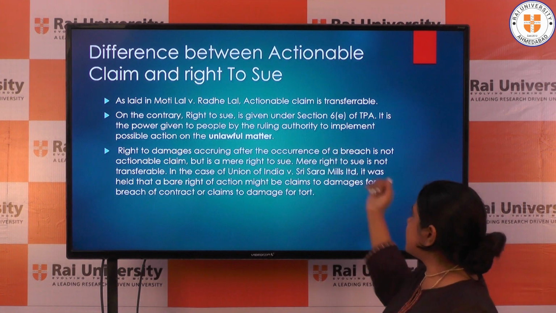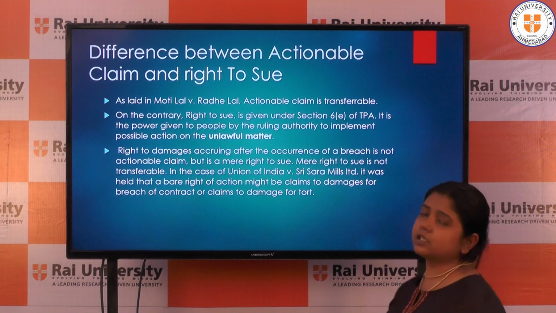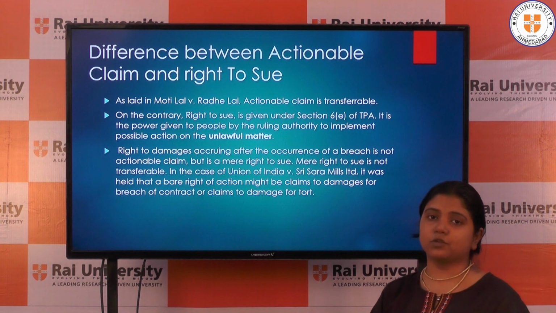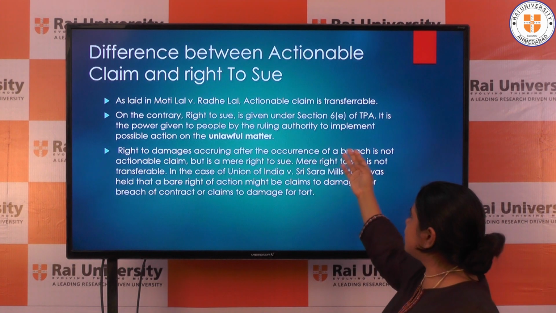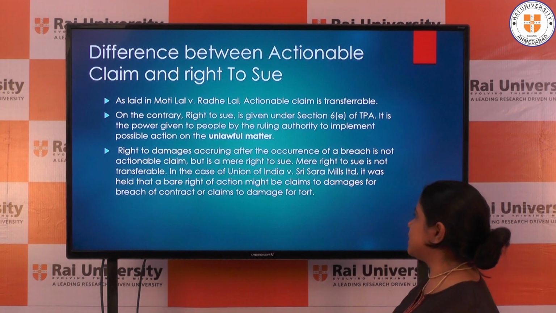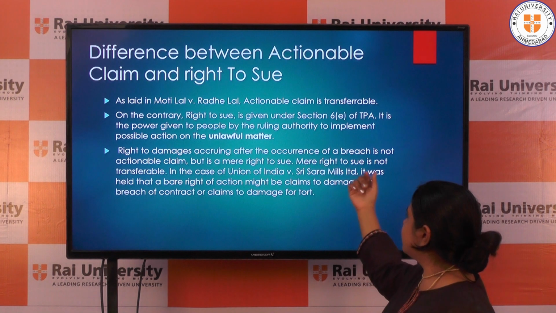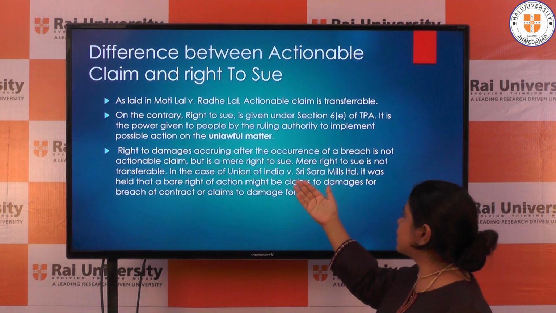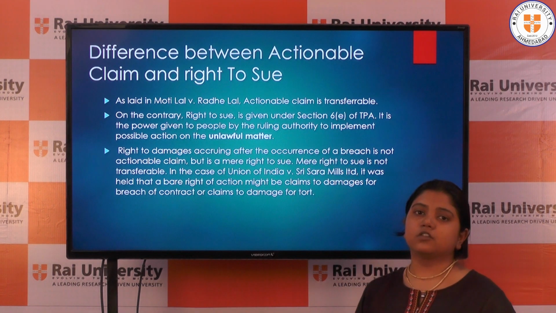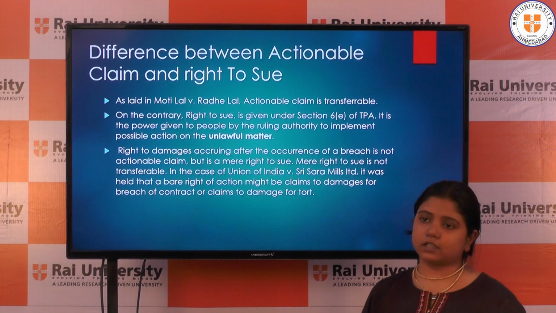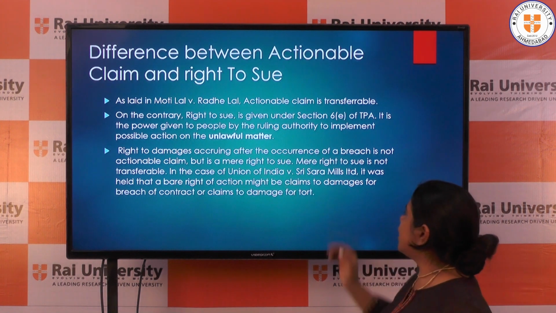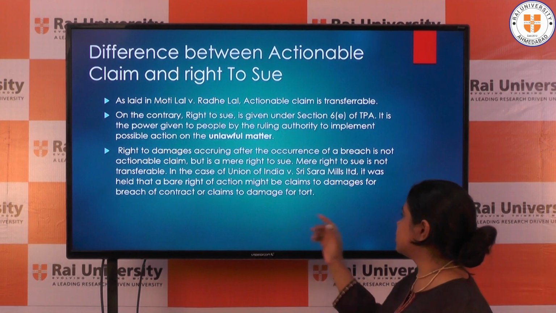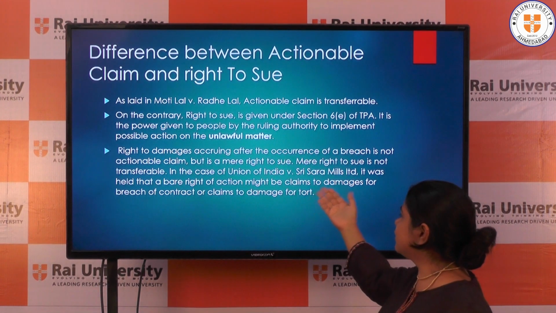In Motilal versus Radhe, it was held that an actionable claim is transferable, whereas a right to sue is not transferable. Right to sue is given under Section 6(e) of the Transfer of Property Act: the power given by the ruling authority to take action against an unlawful matter. Where there is an unlawful matter, there is a right to sue against that particular person. Next, the right to damages occurring after a breach is not an actionable claim, but merely a right to sue.